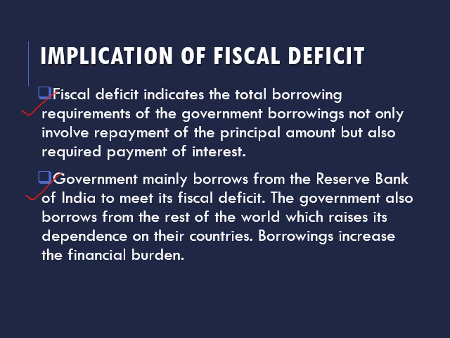Second, the government mainly borrows from the Reserve Bank of India to meet the fiscal deficit. The government also borrows from the rest of the world, which raises its dependency on other economies. Borrowing increases the financial burden. So you may be in a situation of debt trap, and your economy will be ruled by other economies because your dependency is more on them. And the reason behind it is you have borrowed a huge amount, a huge loan from them.